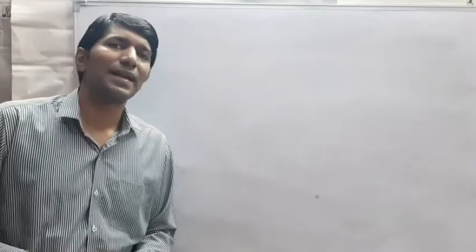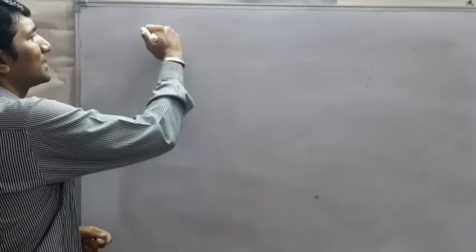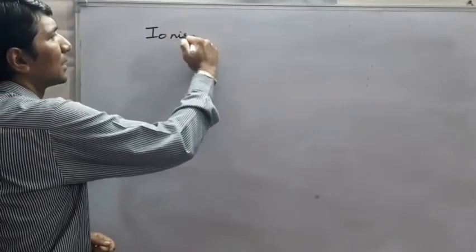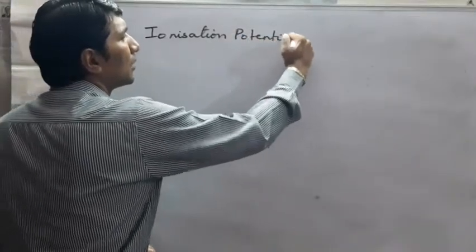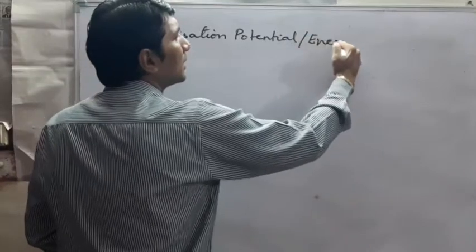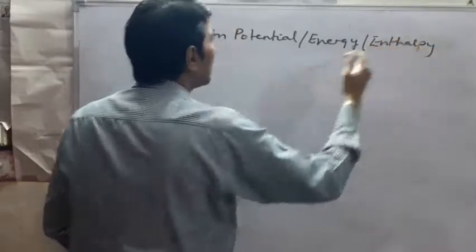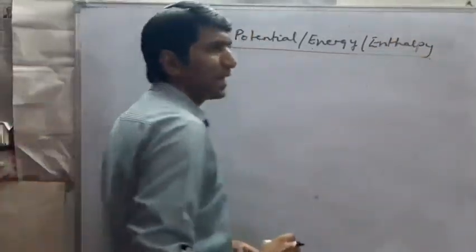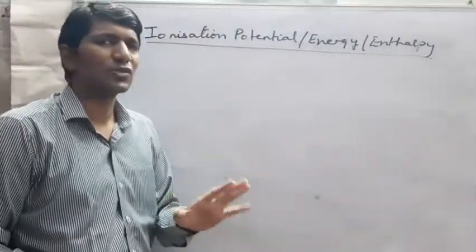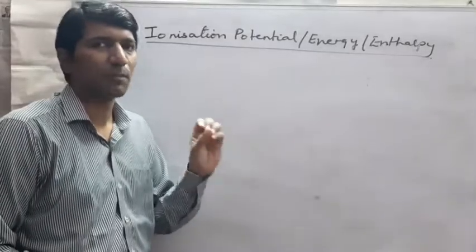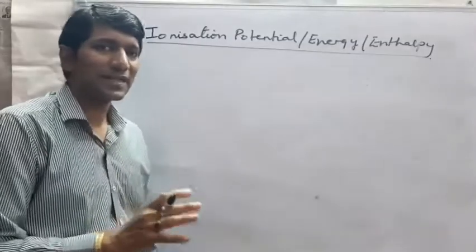Now let's understand the trend for the second property of the periodic table, that is ionization potential or energy or enthalpy. As far as a layman understanding is concerned, we actually don't differentiate between these terminologies. As a student of class 11, you don't need to dwell much into the depth of what is the difference here. Prima facie, what you need to understand is the concept.